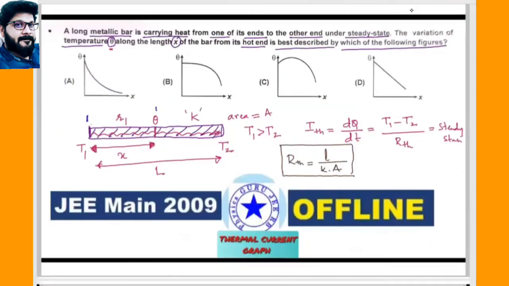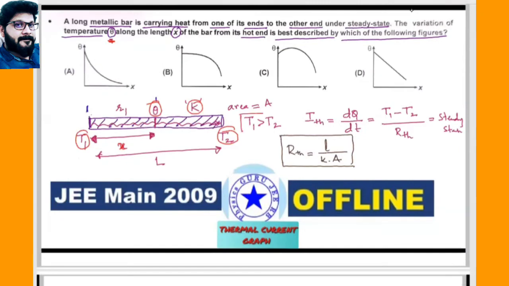We took a metallic bar, of which one end and the other end are given as T1 and T2. K is the coefficient of thermal conductivity, and theta is nothing but the temperature at one particular point. This is the variation of theta along x. That means x is the distance from one end to the point at which we are measuring. Here T1 is greater than T2.